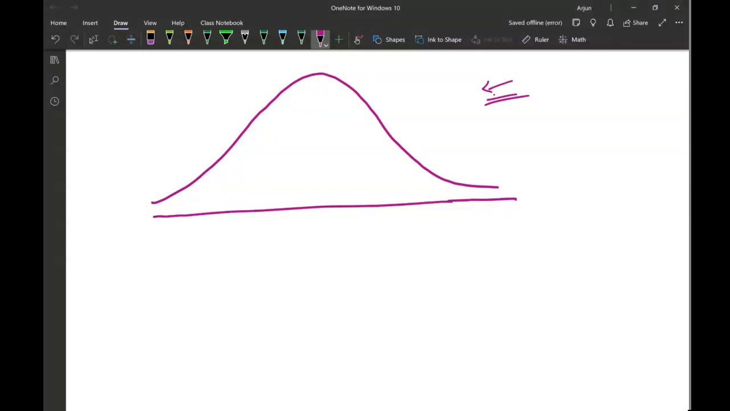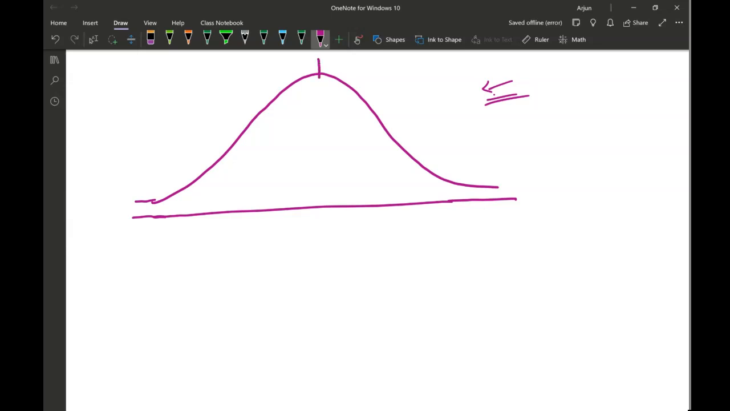Welcome back, folks. In today's class, I'll be talking about the continuous normal probability distribution, which is also known as the bell-shaped curve. And first of all, we'll talk about the basics of this curve. So this is how a bell-shaped graph looks.